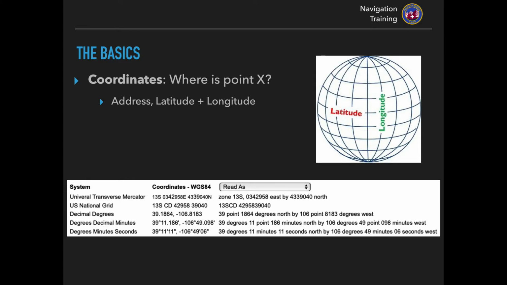Coordinates are the system we use to describe a point. There are many different types of systems or coordinates that are used to describe a given point. UTM, decimal degrees, and degrees, minutes, seconds are some of the more common forms of coordinates. You can think of these as the address for a location.